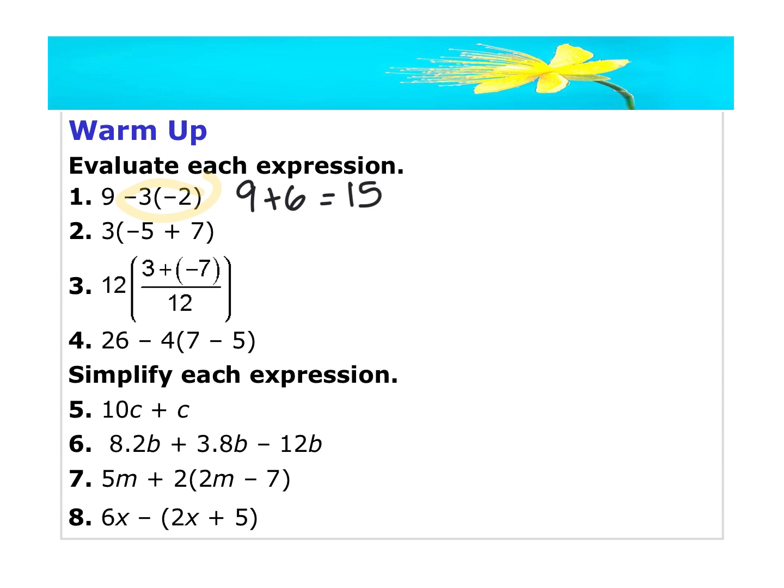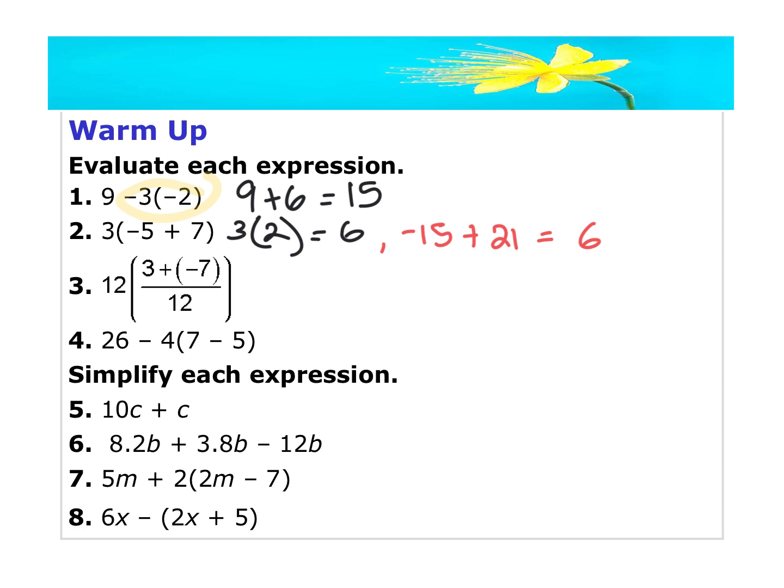So for the second, you can either distribute or do PEMDAS and do parentheses first. I'll do the parentheses first. It's going to be 3 times negative 5 plus 7 is positive 2, which is going to give us 6. If you did it the other way, which is distributing, you would have gotten 3 times negative 5, which is negative 15. Plus 3 times 7 is 21, which again equals 6. So it didn't matter the order, you would still get the same answer.